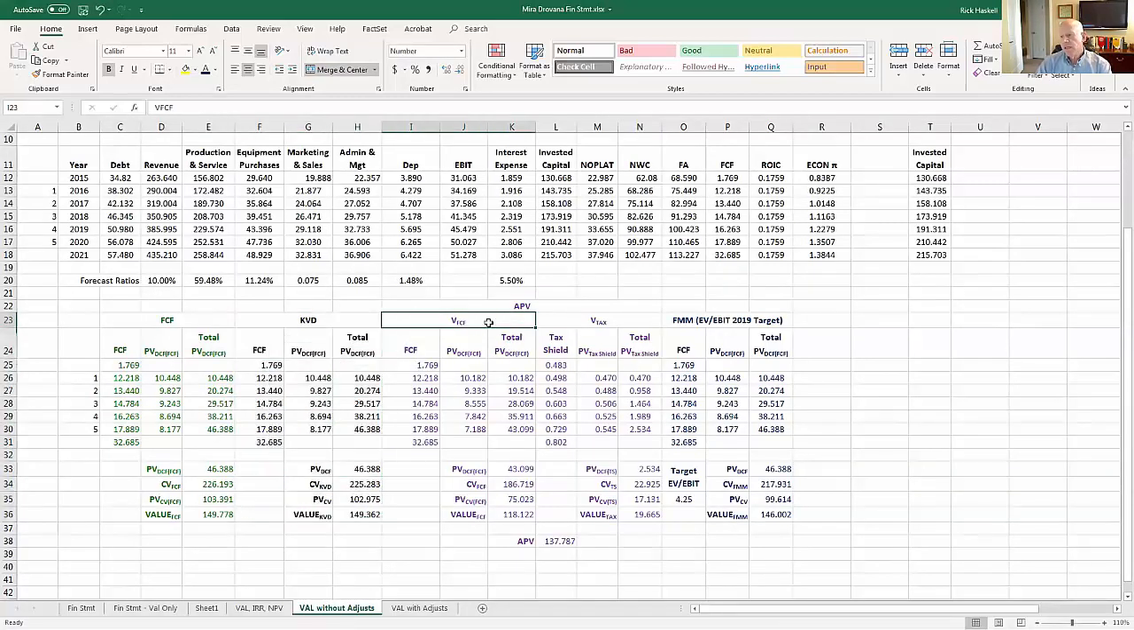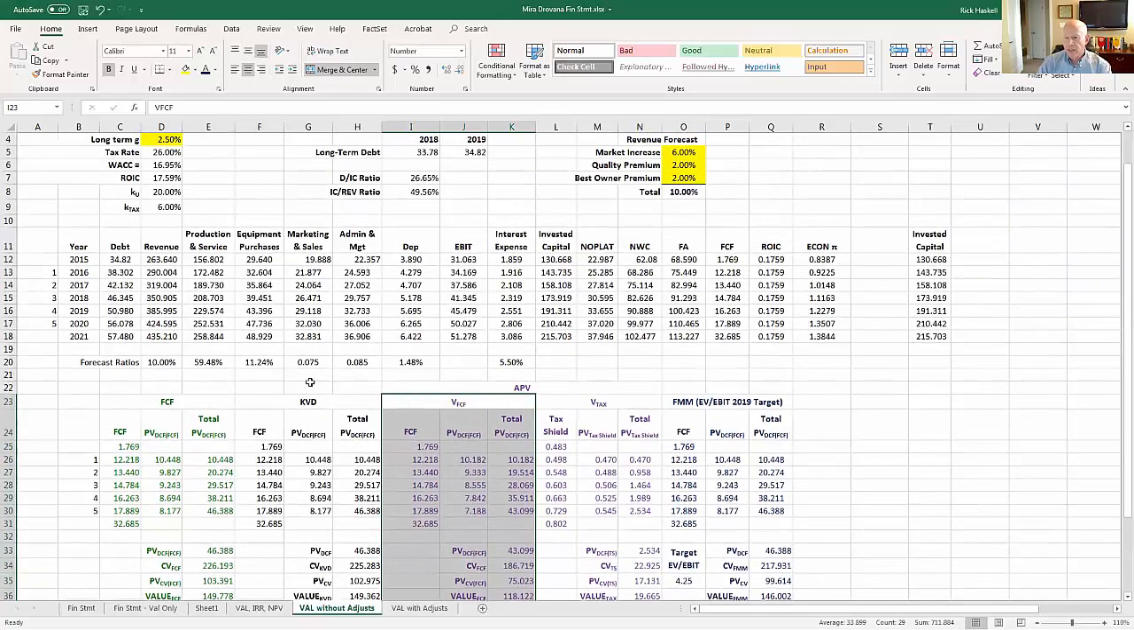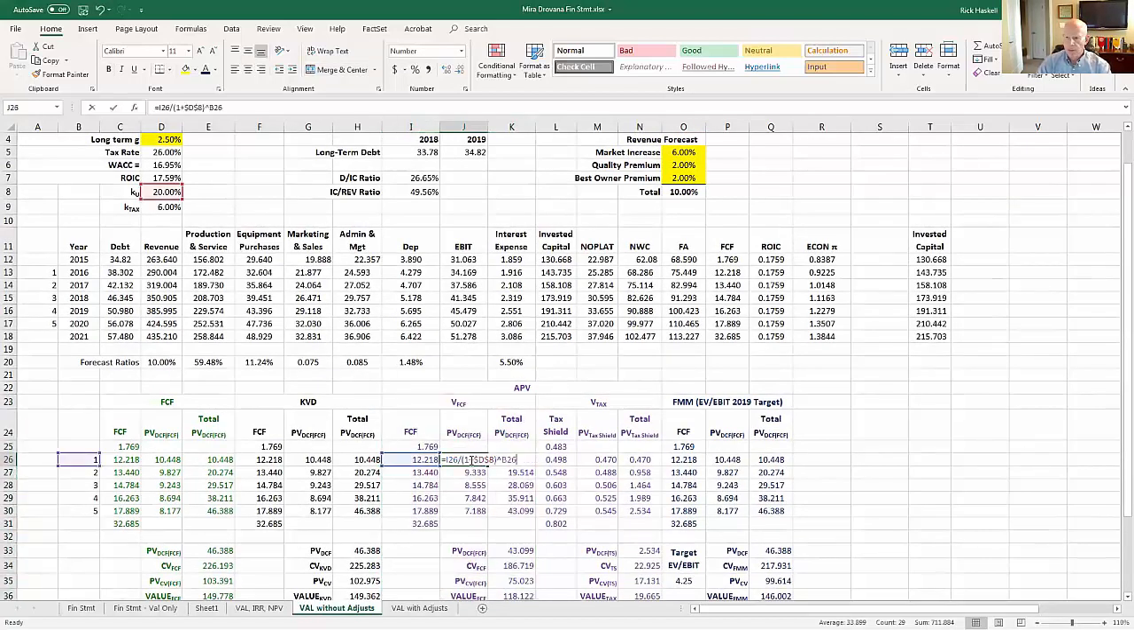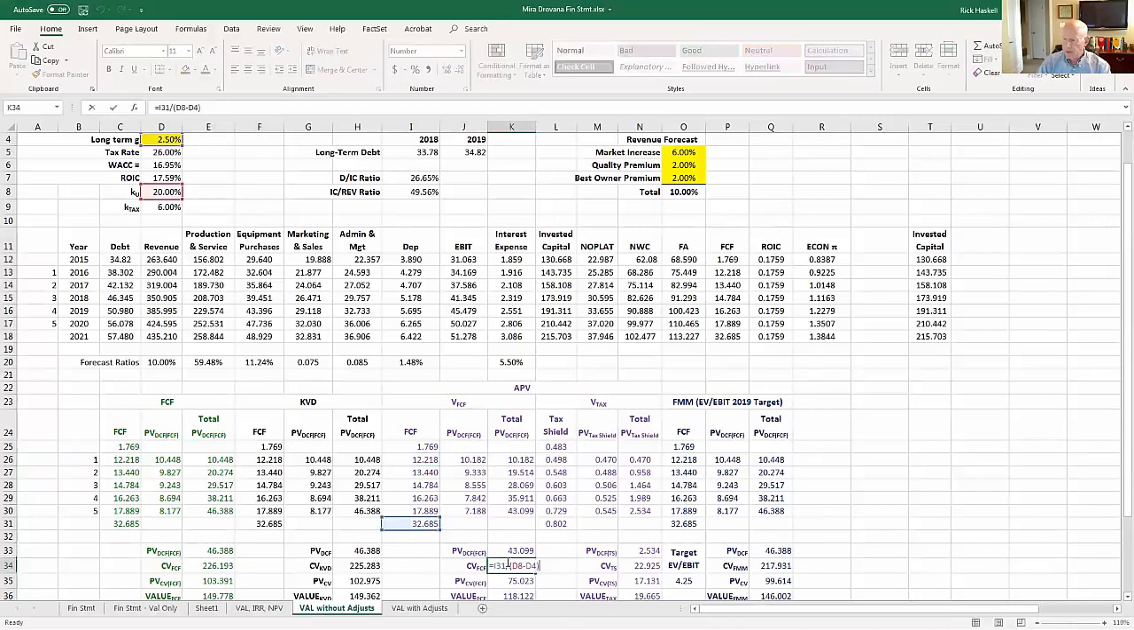When we look at the APV model, we're now looking at a structure where we've got the exact same scenario that we looked at over here for free cash flow. We're using the exact same cash flows, but the discounting is a little bit different now because we're discounting them by KU. And we use that same discounting as we go through each of these other steps.